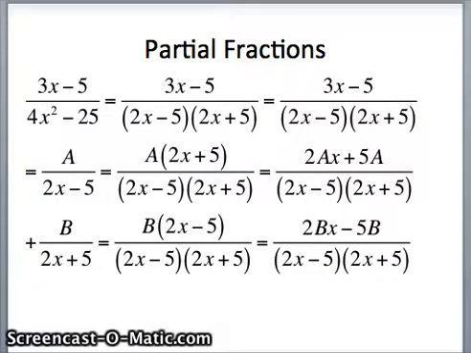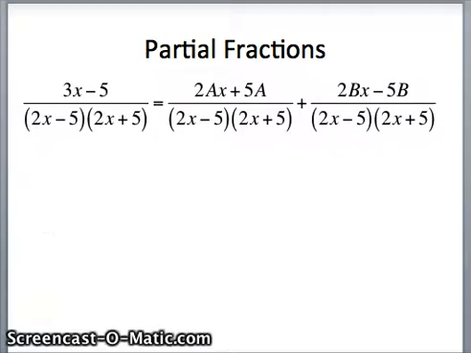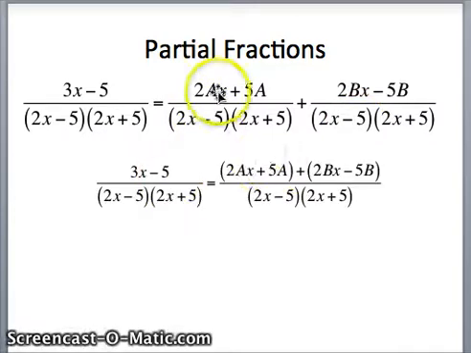So we have common denominators for all of these things, and our goal is to solve for a and b. And the question is, how are we going to do that? Here's where we are now. 3x minus 5 over this denominator is 2ax plus 5a over this denominator plus 2bx minus 5b over that denominator. We have a common denominator. We can write this as a single fraction, hence 2ax plus 5a plus 2bx minus 5b over that common denominator.